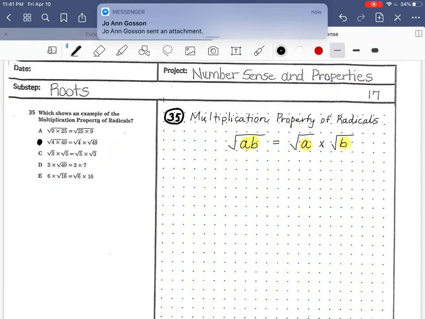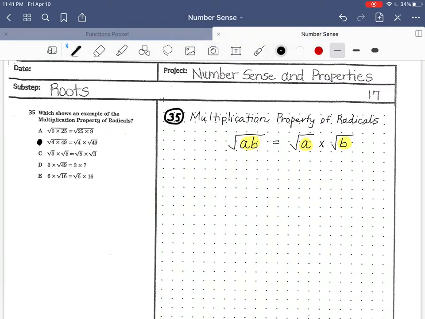And we are looking at the different versions of this to see if we're getting the same concept. So let's look at A, that says the square root of 9 times 25 is the same as the square root of 25 times 9. Now this is a true statement, but it does not illustrate that property. All we've done in this case is reverse the order of the multiplication problem. So that's not the answer, even though it is a true statement.